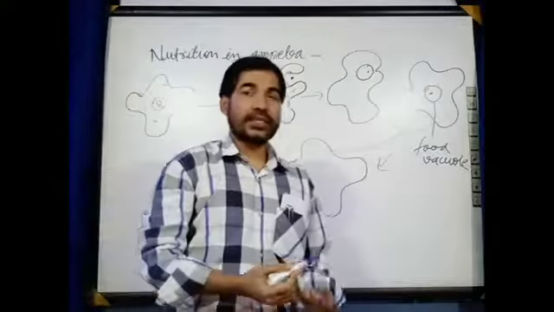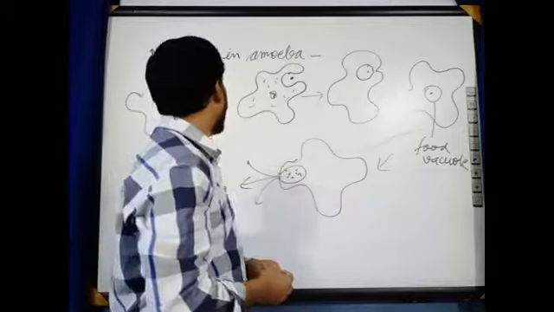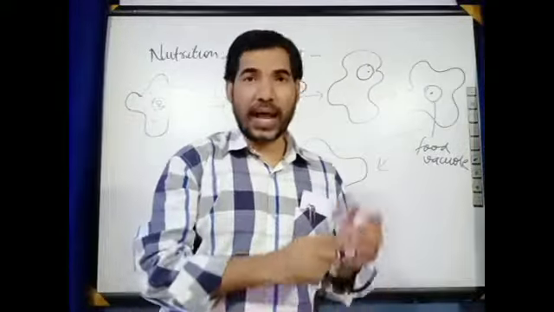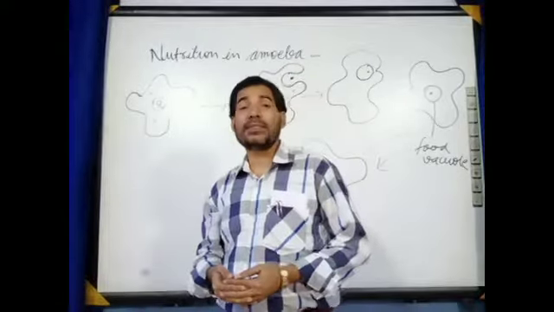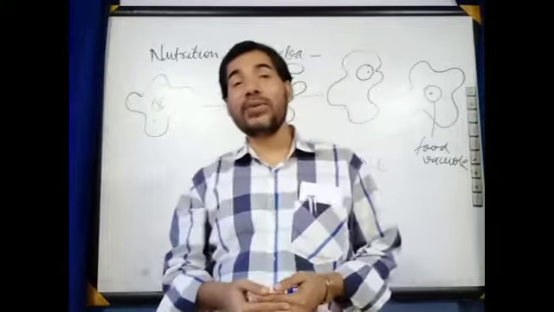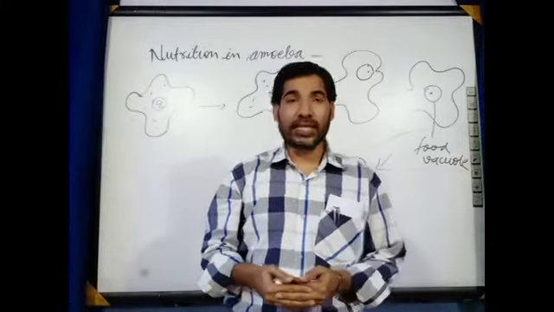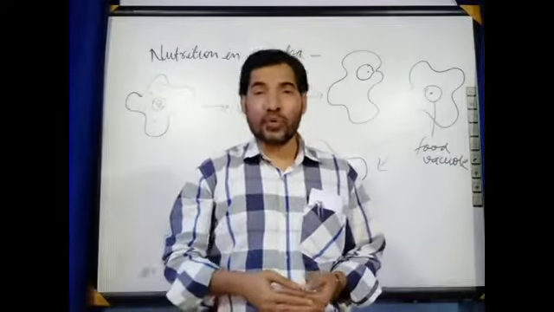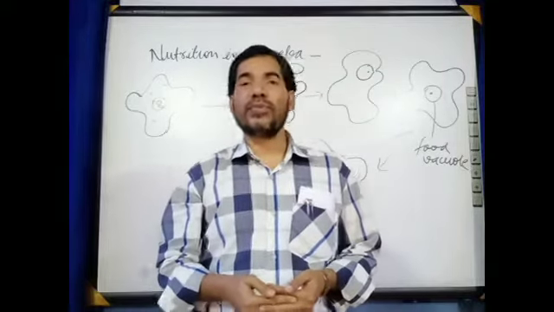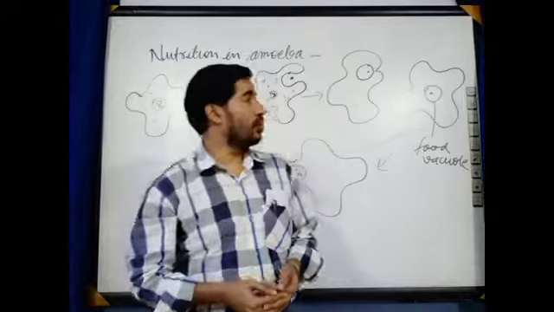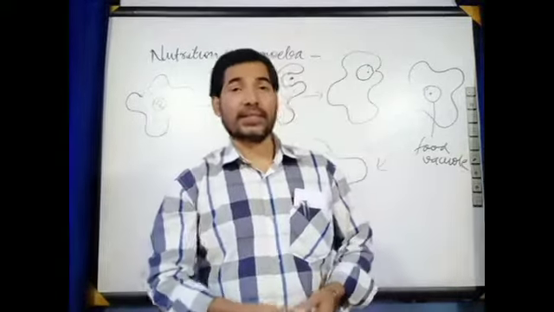Listen, this is the rough diagram of the process of how nutrition takes place in amoeba. I have drawn it on the board. You should know amoeba is an aquatic unicellular organism, and it feeds on small pieces of protozoan, diatoms, and different types of algae. In amoeba, holozoic type of nutrition takes place, like us.